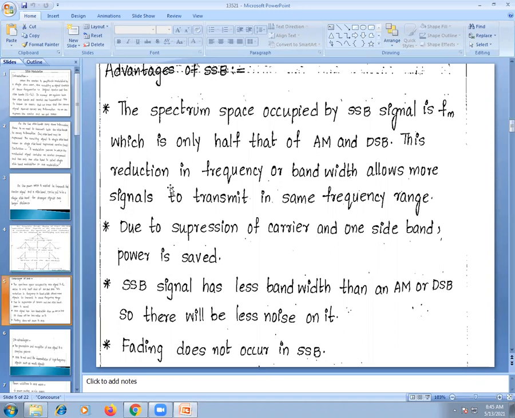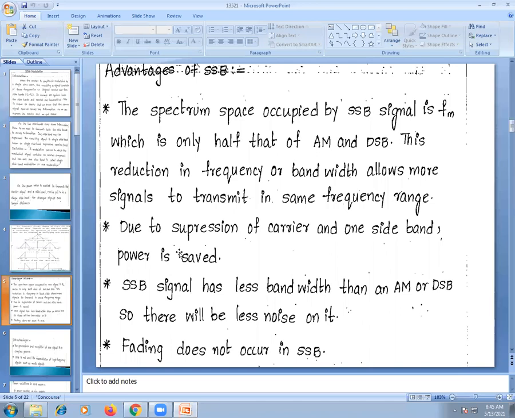This reduction in frequency or bandwidth allows more signals to be transmitted in the same frequency range. When the signal frequency occupancy range is reduced, more signals can be accommodated. So that is one of the important advantages. The second one is that due to suppression of the carrier and one sideband, power is saved.